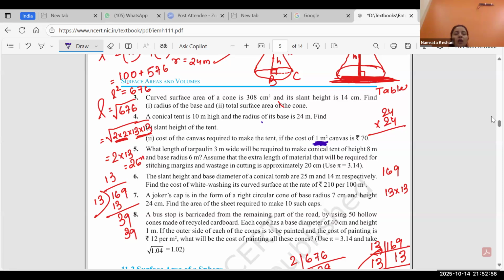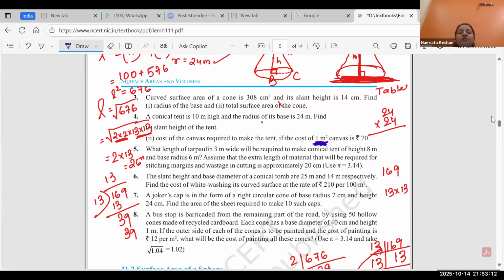Just think about a birthday cap. If you are having the birthday cap, you are just having the curved surface area, because at the end it is just complete, nothing is there, no lid is there. Yes or no? Yes.